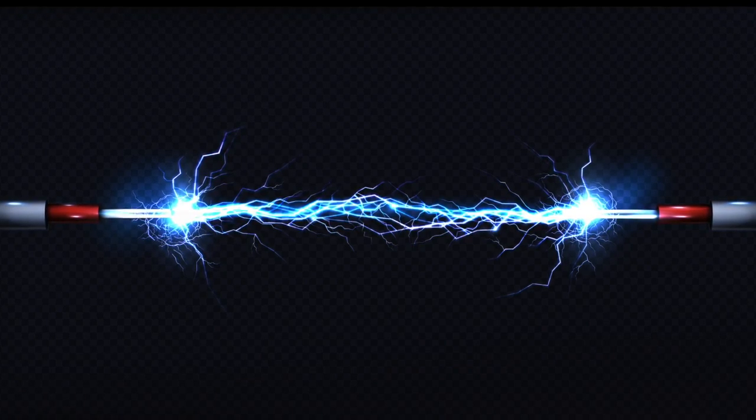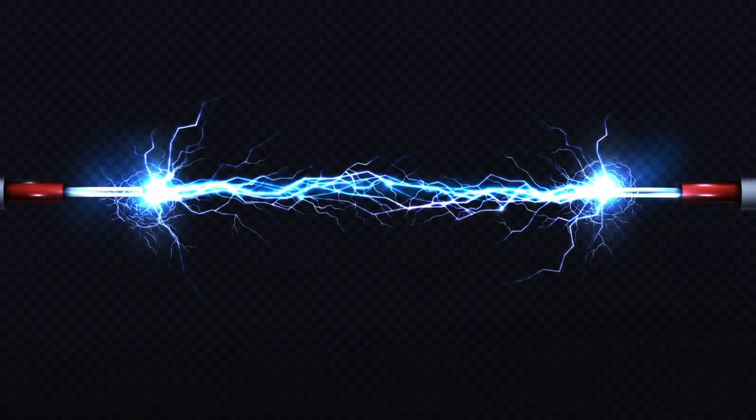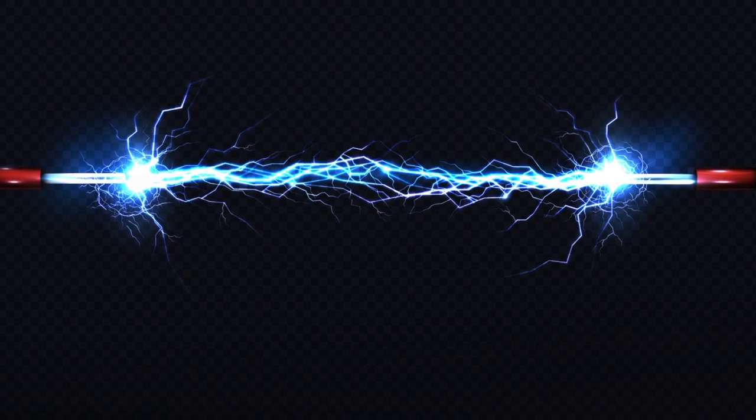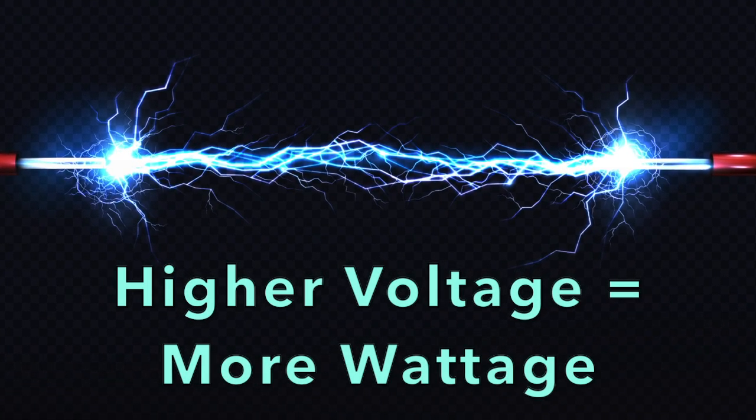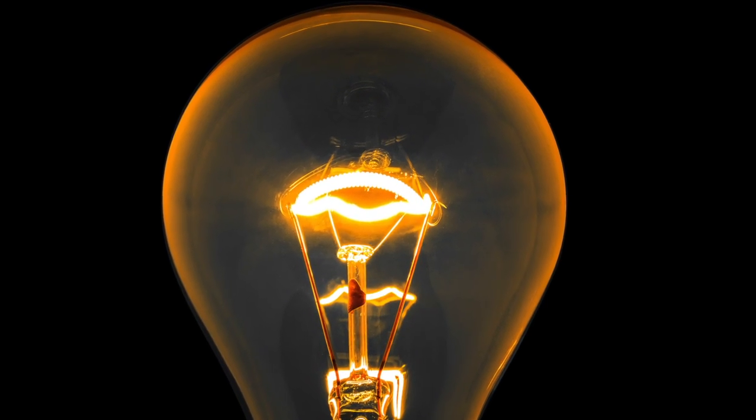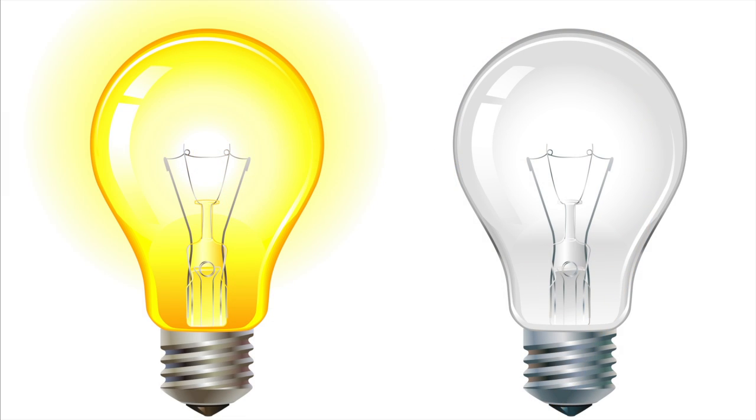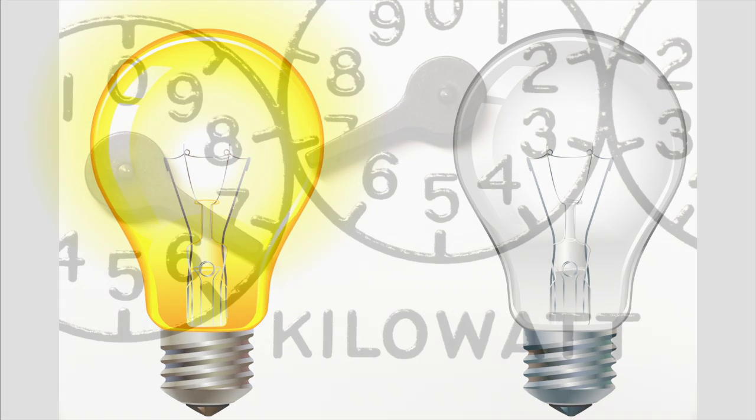1 watt is the equal amount of power being used when the force of 1 volt is generating 1 amp of current. The higher the voltage or amperage, the more wattage or power is being produced. One common use of wattage is to express the size of an incandescent light bulb. 40-watt light bulbs produce less light than 60-watt bulbs. Likewise, 100 or 150-watt bulbs are also brighter when compared to the smaller wattage sizes.